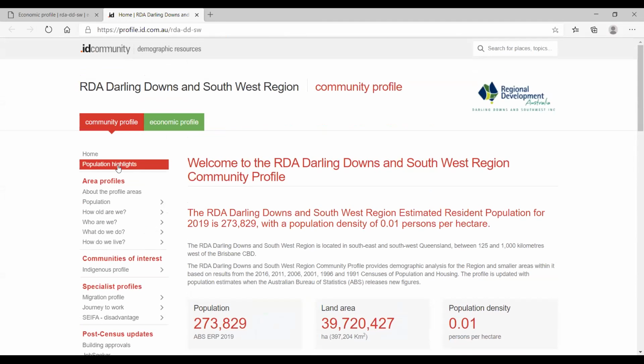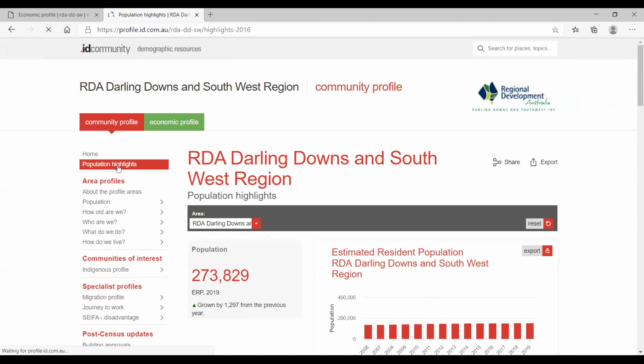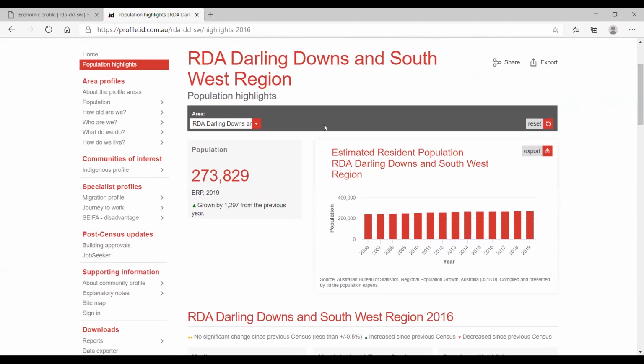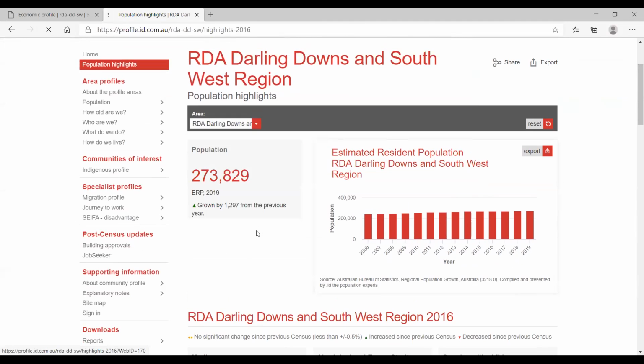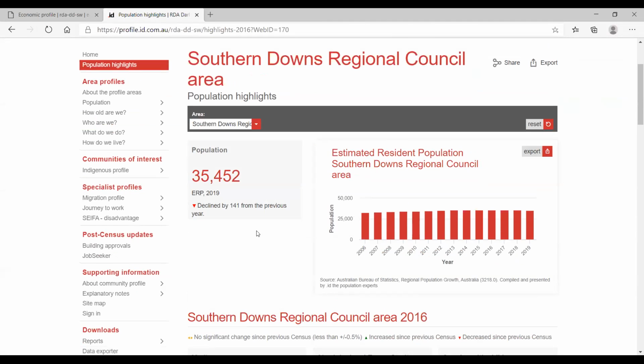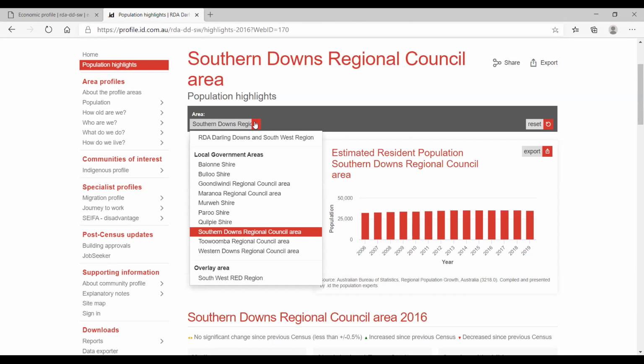The first page I'm going to take you to is the population highlights. And the reason I like this page is because if I don't know an area, and sometimes I get sent to South Australia or Outback Western Australia, and I think I don't know anything about these places, I come on here and I click my population highlights page, and straight away I can get a feel for that local government area. So when I come on here, I can get data for the whole broader region, or I can break it down into any of these council areas right down to an overlay area, which is the Southwest Reds region.